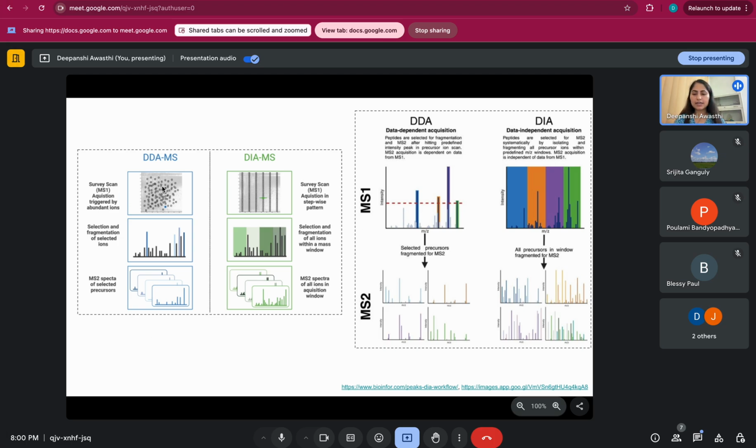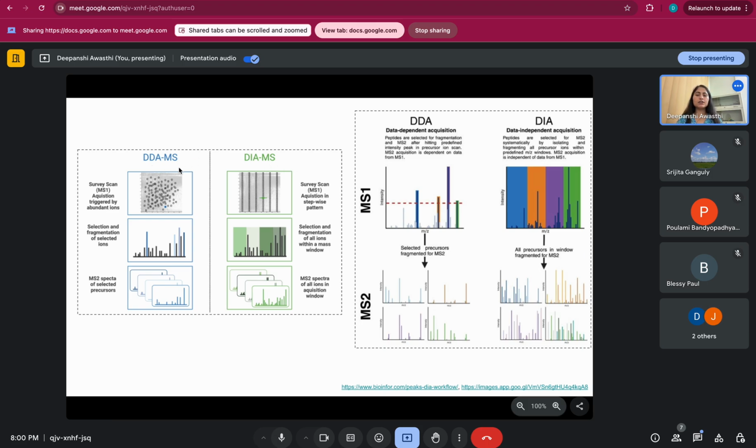In the case of data dependent, at MS1 you perform the survey scan and acquisition is triggered by abundant ions. So in data dependent MS, at MS1, you are only dealing with the abundant ions, you select those abundant ions and move forward with the MS2 spectra analysis. Whereas in data independent MS, you will proceed with all the peptides which are produced, irrespective of whether they are abundant or at any concentration they are present. So this is the difference between data dependent and data independent.